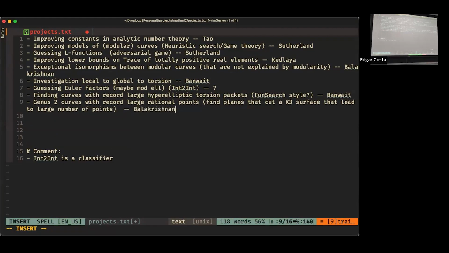Other suggestions? Looking at a room. You've been thinking about these kinds of things for a while now. What would be your favorite problems?